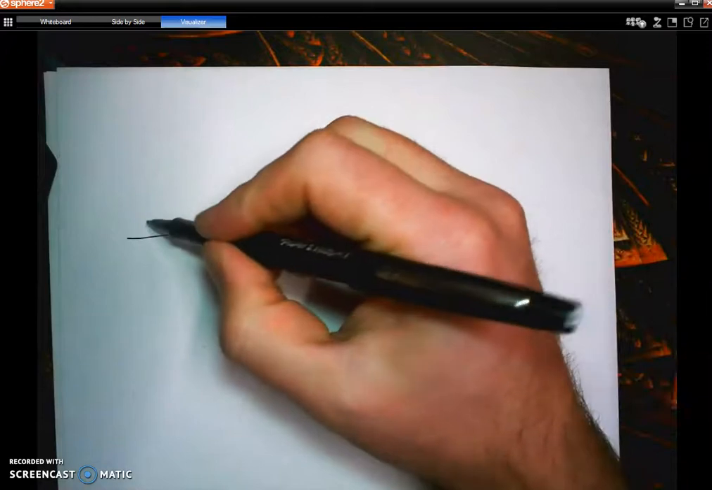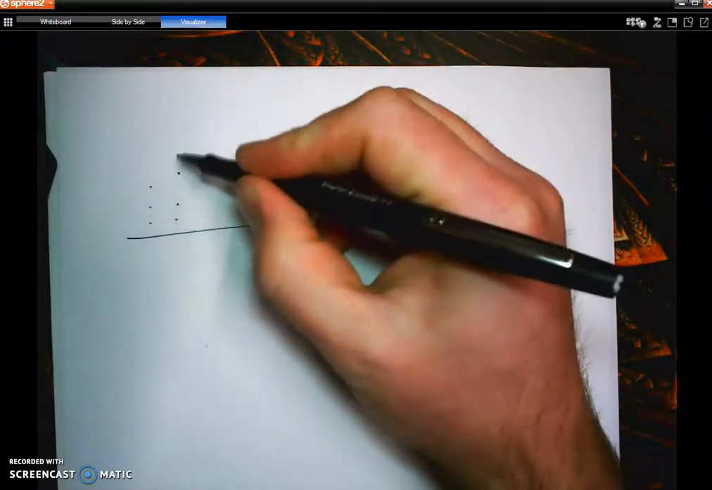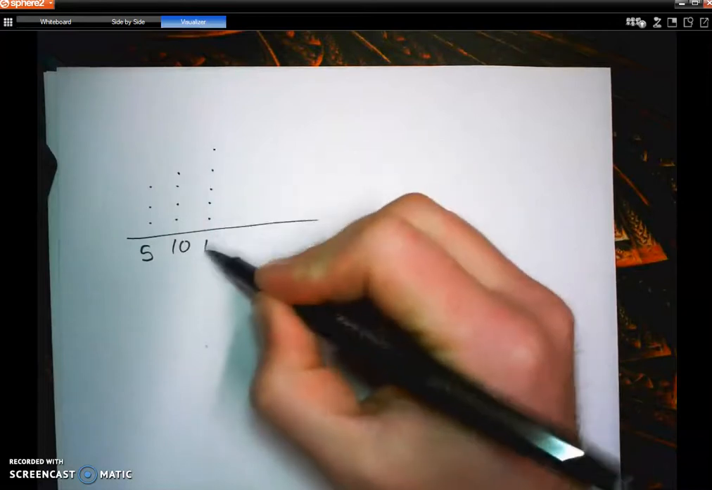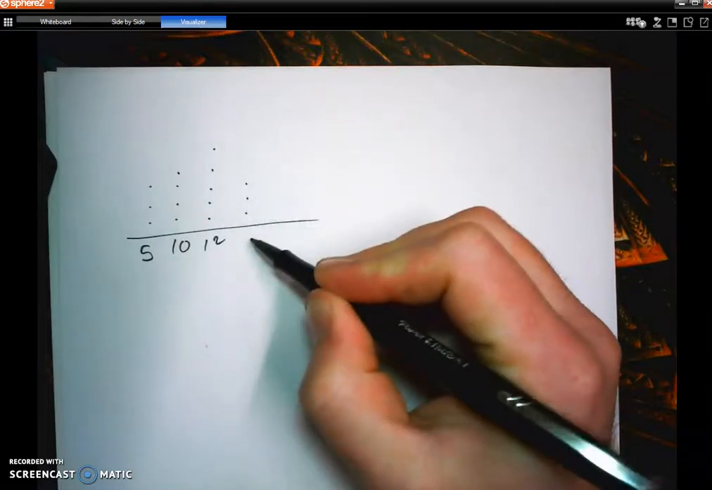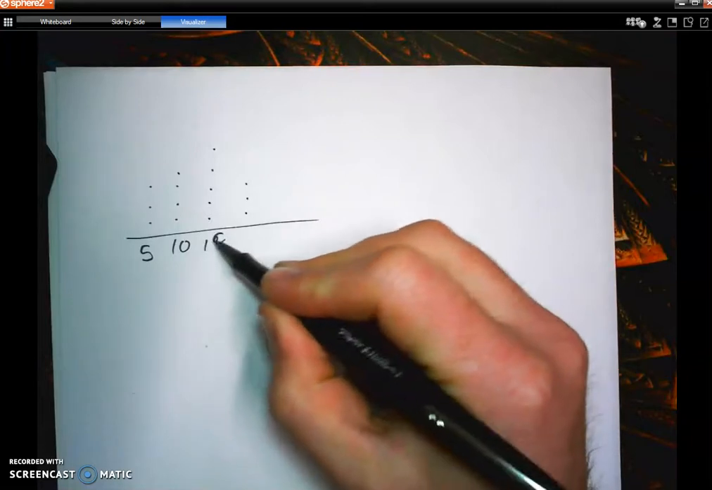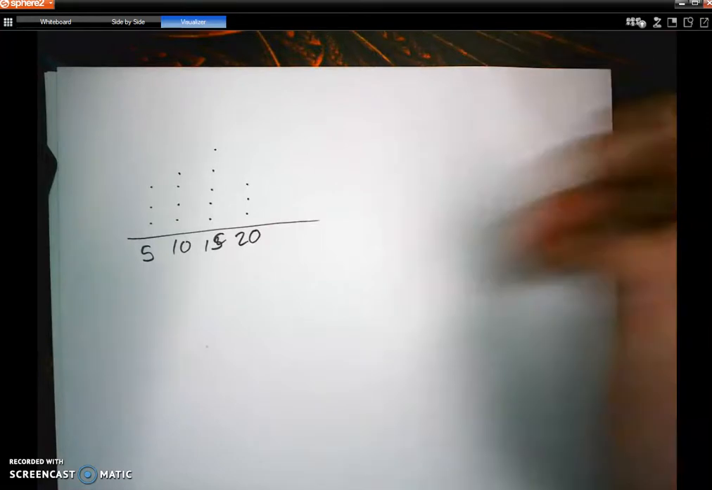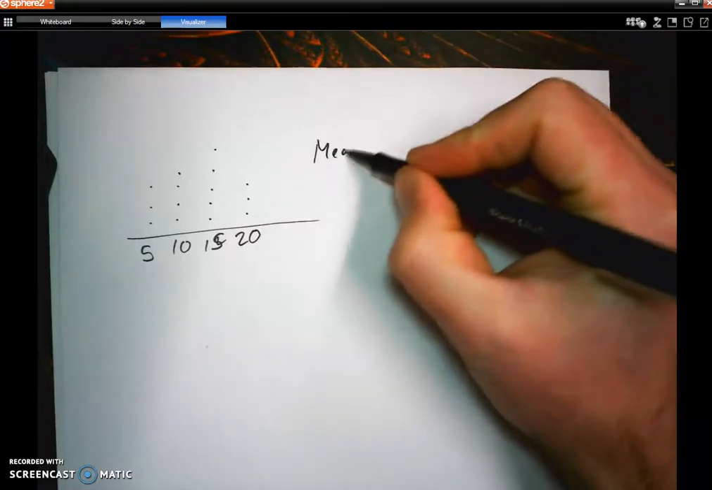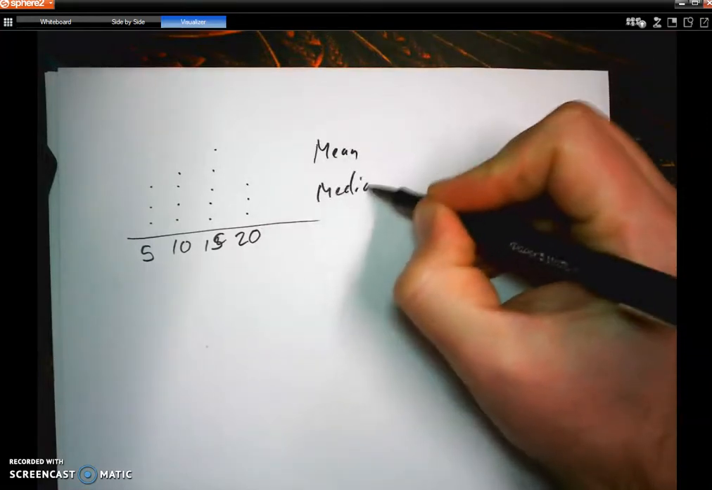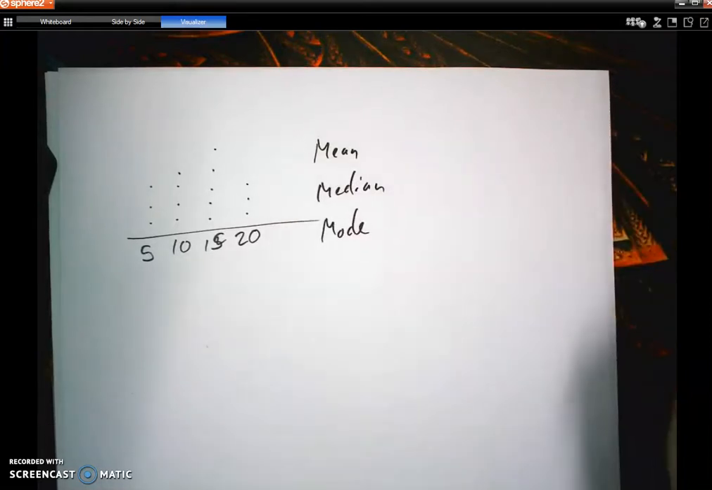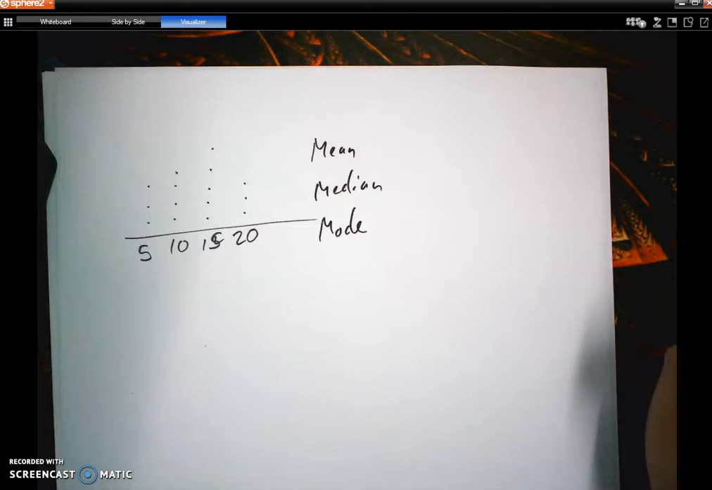And how are you with dot plots? You have these little dot plots where you have 5 and 10 and 12 and 15, 20, say cookies eaten. Could you find the mean, median, or mode of a dot plot? That's something you'll be seeing on the test, little things like that with statistics.